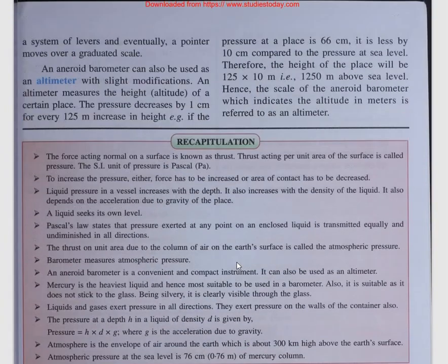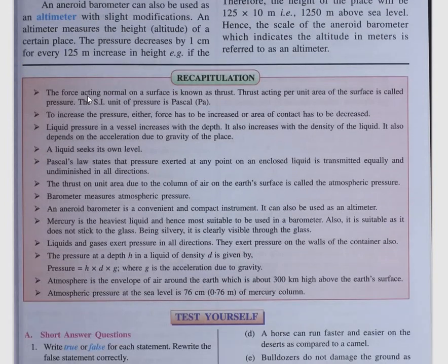Recapitulation. Let us recap what we started. The force acting normally on a surface is known as thrust. Thrust acting per unit area is called pressure. The SI unit of pressure is Pascal. To increase the pressure, either the force has to be increased or the area of contact should be decreased.